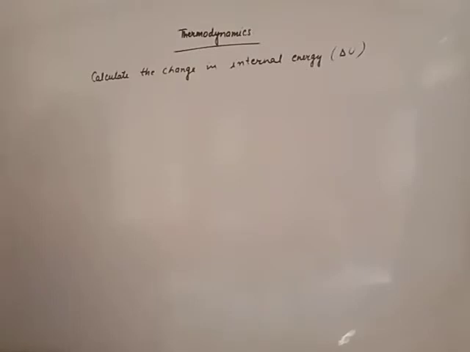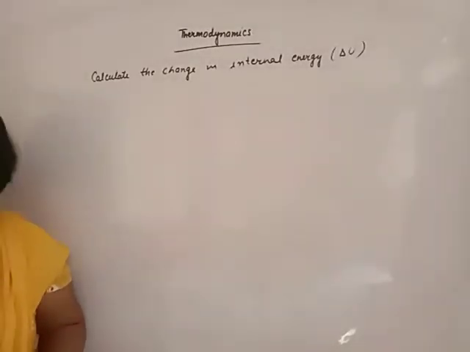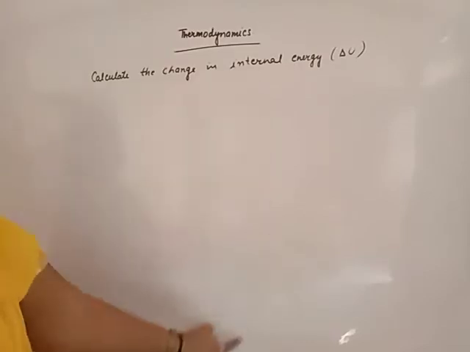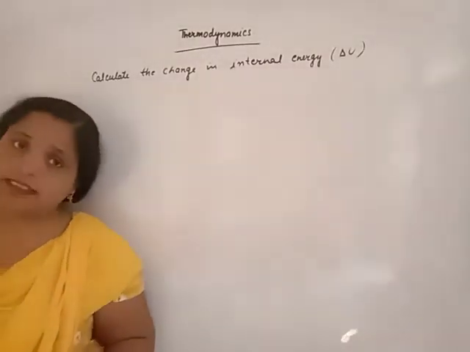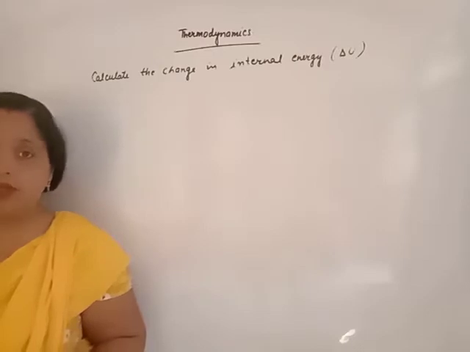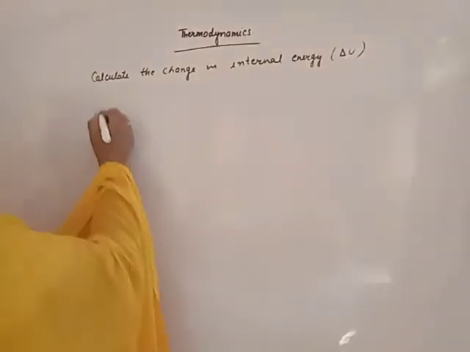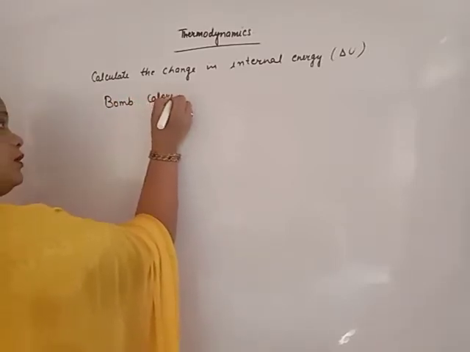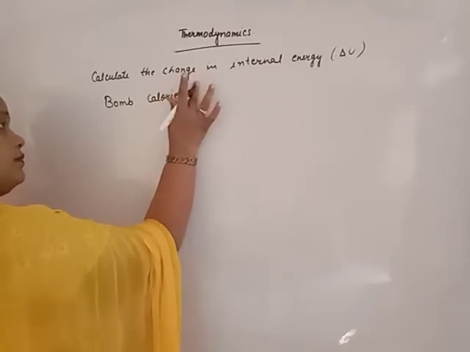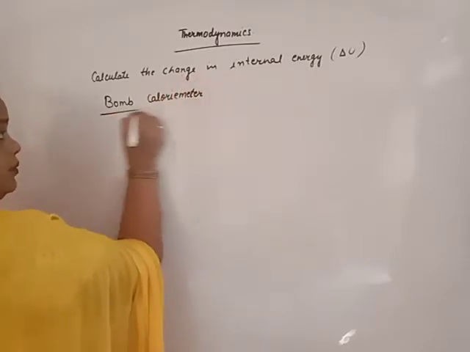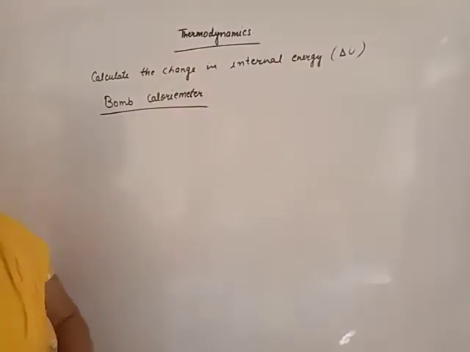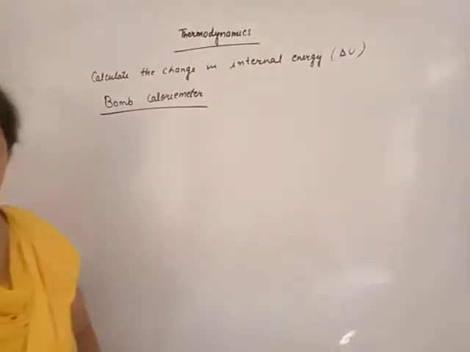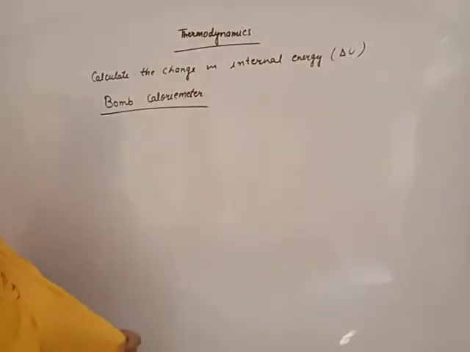Beta, you have a compound whose internal energy you want to calculate. How will you calculate? For calculating the internal energy of an unknown compound whose weight is known to us, we use an instrument. That instrument is known as the Bomb calorimeter. The Bomb calorimeter is the instrument used to calculate the change in internal energy of an unknown substance whose internal energy is not known.